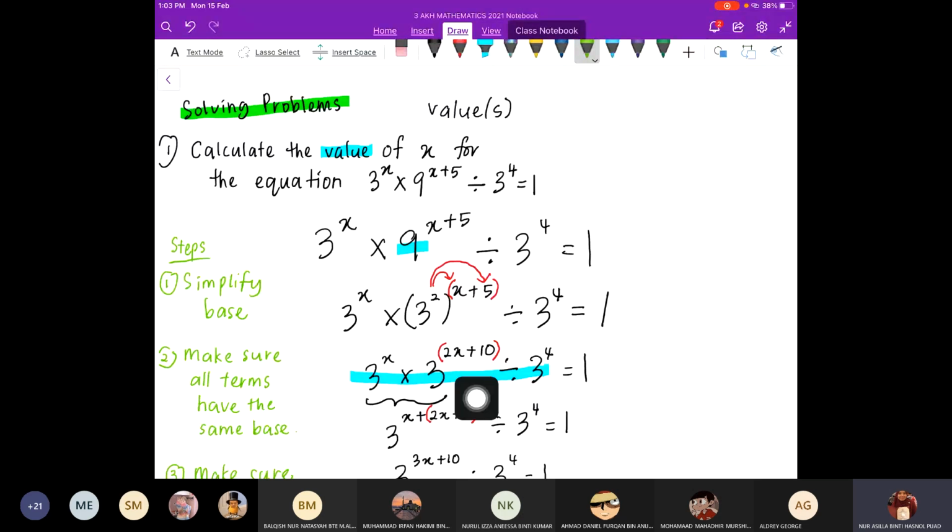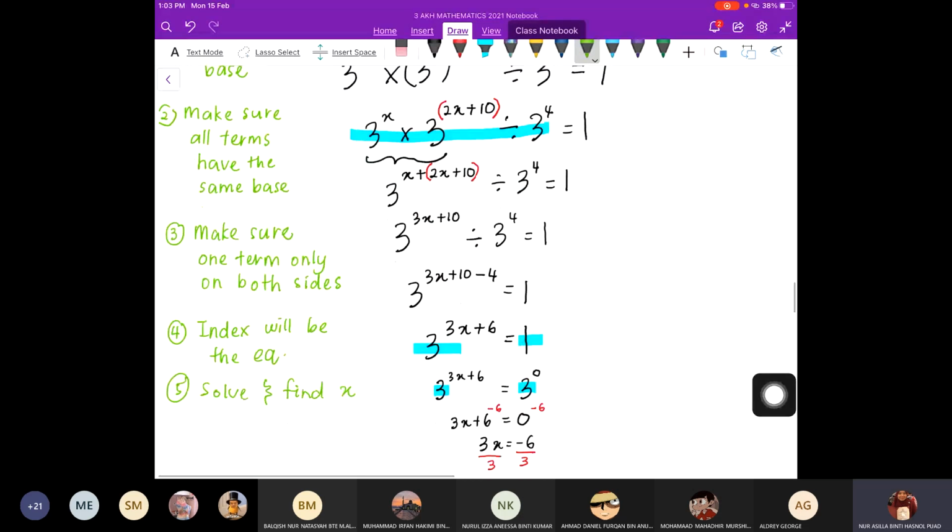Okay, sekarang semua base saya adalah sama. So I can use my index law yang pertama dan yang kedua to simplify. So jadi kita buat yang first two first. So ini adalah ada tambah tolak, so make sure dia dalam bracket. So x plus 2x plus 10, and then di divide kita tolak.